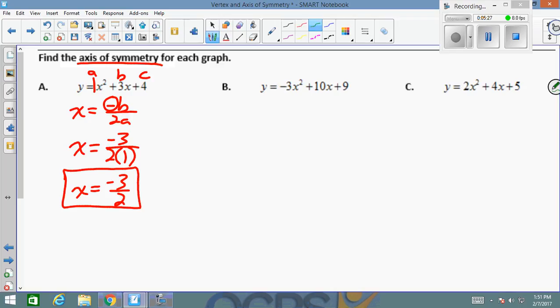Let's try the next one. Okay, again, it goes a, b, c, so it's x equals negative b over 2a.